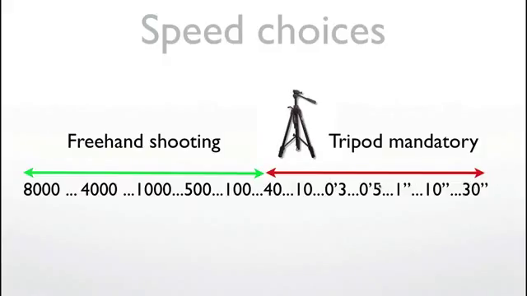Shutter speed is basically the time that the aperture is open where the light can come in. We call that the shutter speed. And this is very fast shutter speed. Now, you see here it says freehand shooting.